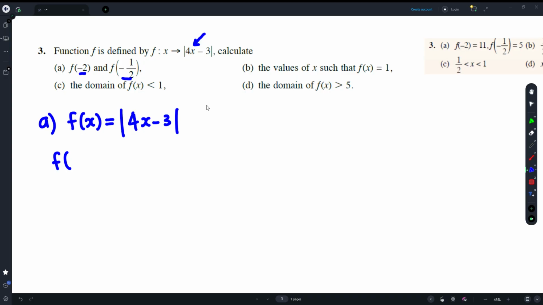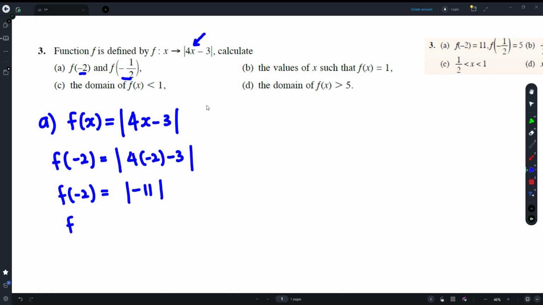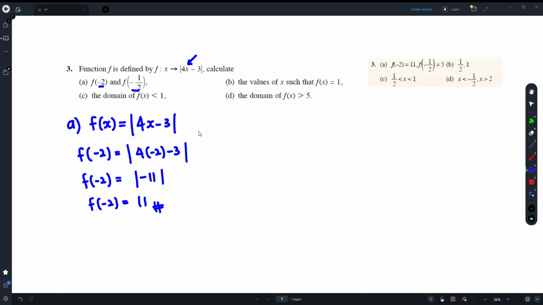So f of negative 2 will be modulus of 4 times negative 2 minus 3, and then close modulus. So f of negative 2 will be equivalent to 4 times negative 2, which is negative 8. Negative 8 minus 3 is negative 11. So you'll end up getting f of negative 2 equals positive 11, because the modulus will only change the negative answer to a positive answer. So that is the solution for part A, the first section.